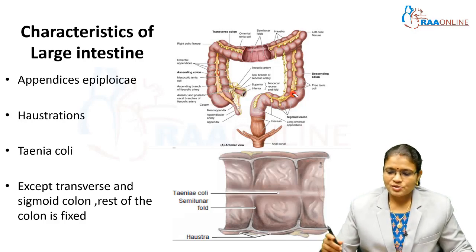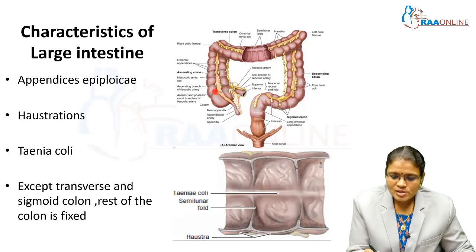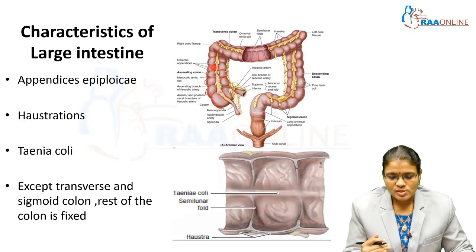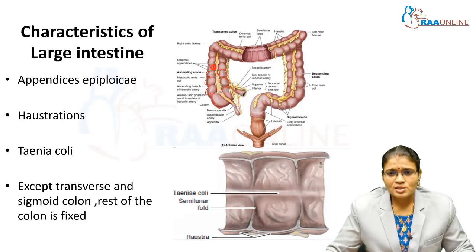And coming to haustrations, you can see the haustrations here. One sac is there, followed by another sac, followed by another sac, and in between the two sacs there is a constriction. Why is it due to? This is due to the presence of longitudinal muscle coat.